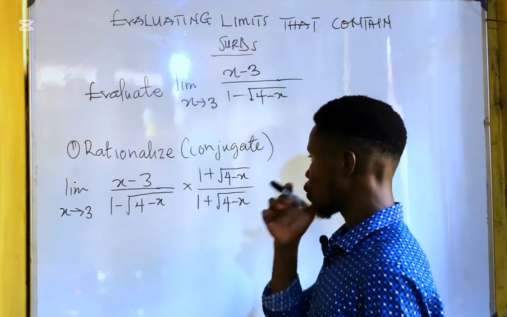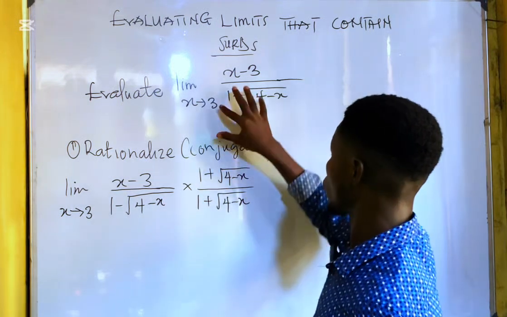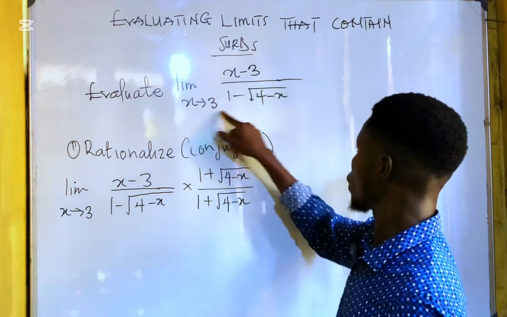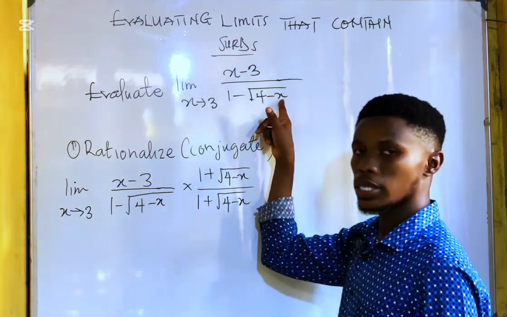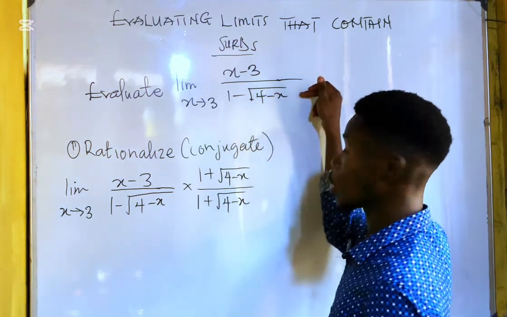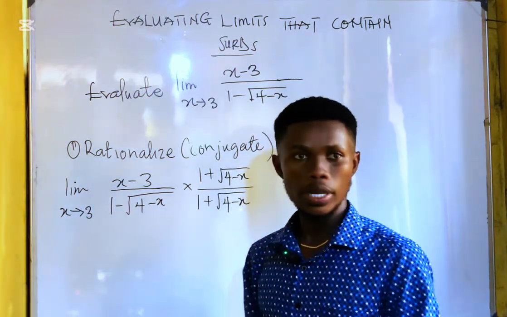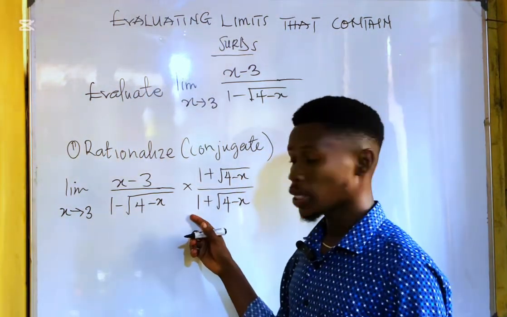Now, if I put 3 here, it will be 3 minus 3, which is 0. If I put 3 here, that will be 4 minus 3, which is 1. The square root of 1 is 1, so 1 minus 1 is also 0. So you see, you get 0 over 0. That is the indeterminate form, which we have already done. Is that okay? So you have to conjugate it like this.